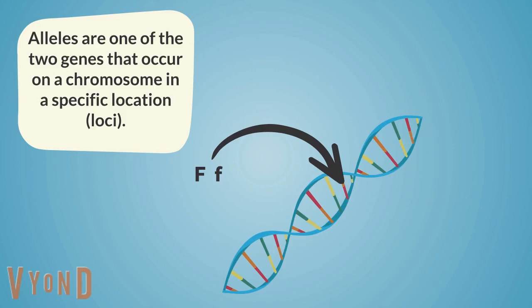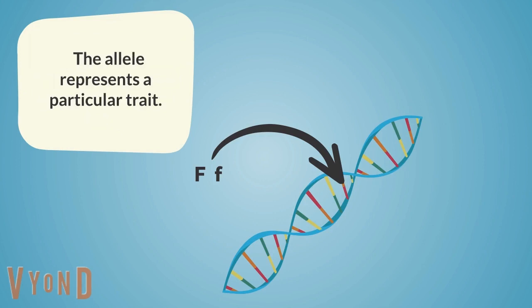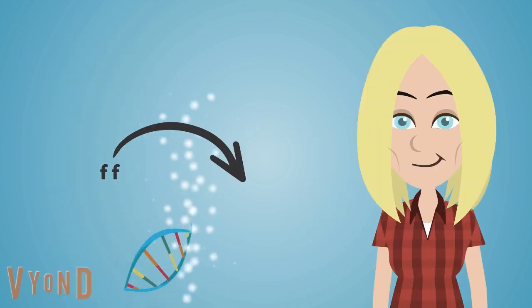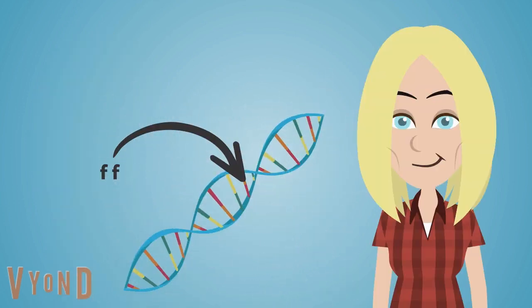Alleles are one of two genes that occur on a chromosome in a specific location, loci. The allele represents a particular trait. For example, the allele for having freckles can be represented with the uppercase letter F for the dominant trait, and the allele for no freckles with the lowercase letter f for the recessive trait. An individual with alleles with an uppercase F and lowercase f will have freckles. An individual with alleles with two lowercase f's will not have freckles.